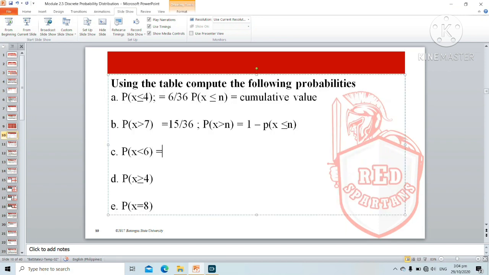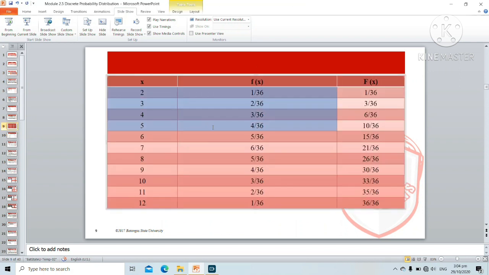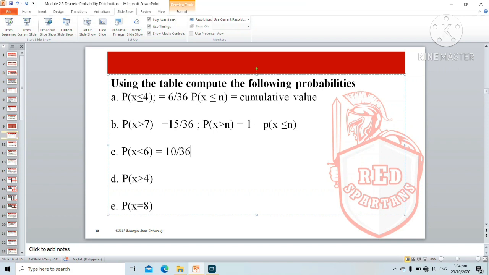Then, kapag naman less than n or probability ng less than 6, ano ba yung less than 6 natin? Ito, 2, 3, 4, 5. Ang probability niya, 1 plus 2, 3 plus 3, 6 plus 4, 10. So, 10 ang sagot dapat. 10 over 36.